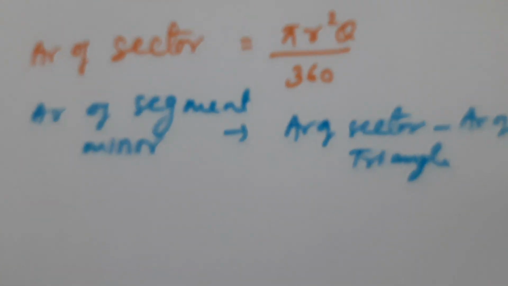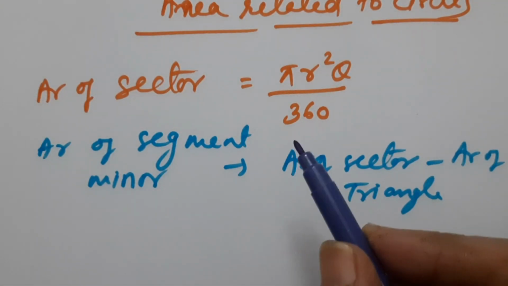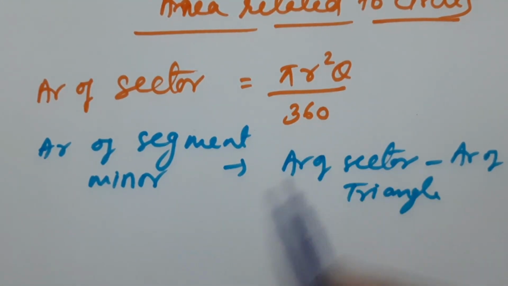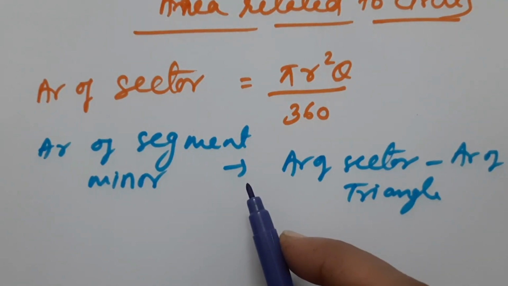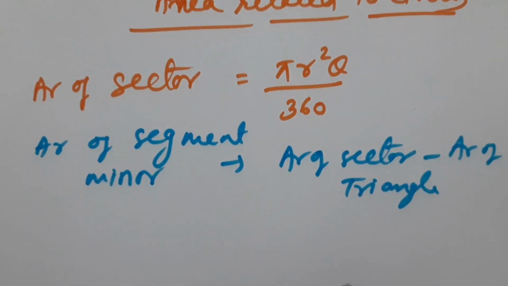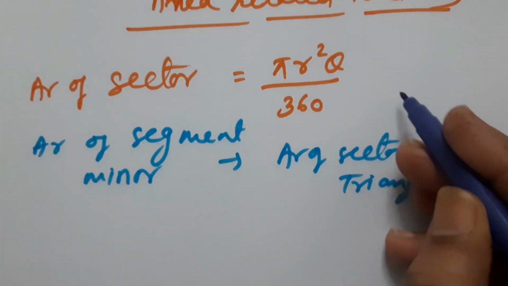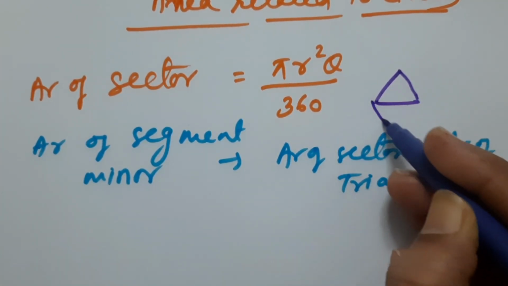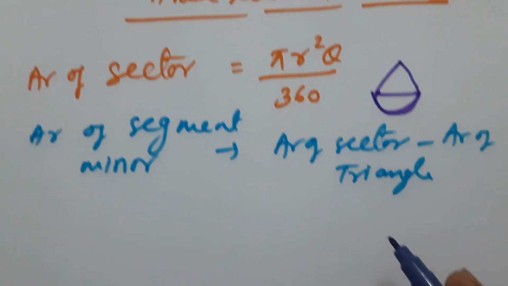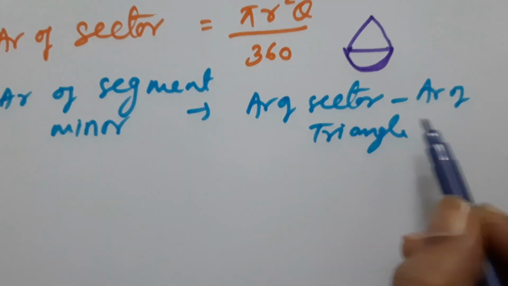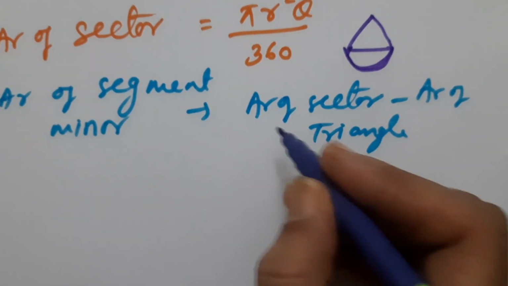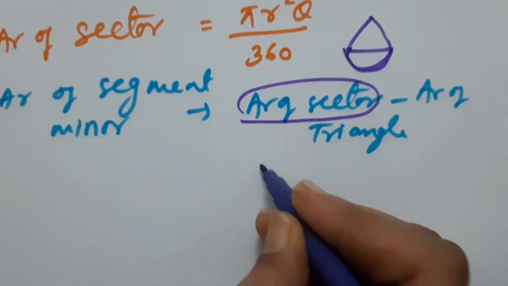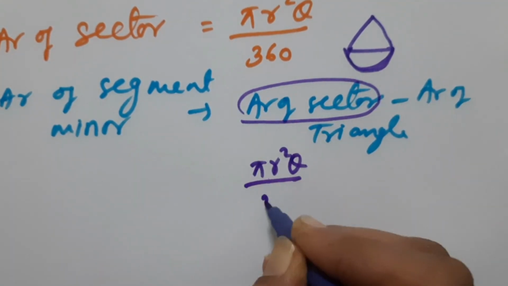The first formula is related to the area of a sector, which is pi r square theta upon 360. Now the second formula is the area of a segment, that is the minor segment. As I told, for a segment we need to remove the triangle out of the sector. So the formula is area of sector minus area of triangle. Now here three different conditions you need to remember. Area of sector you already know, that is pi r square theta upon 360.